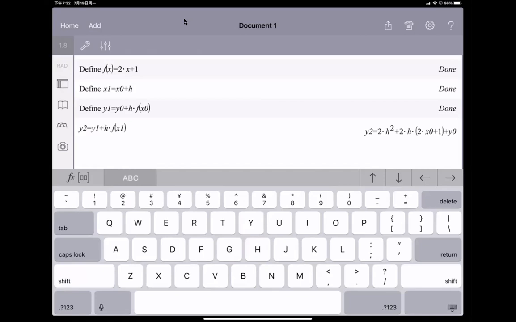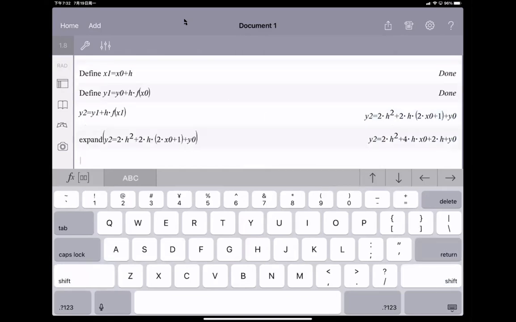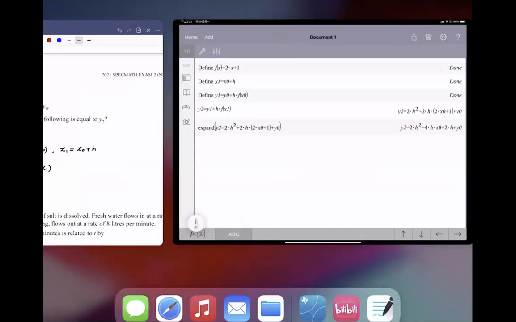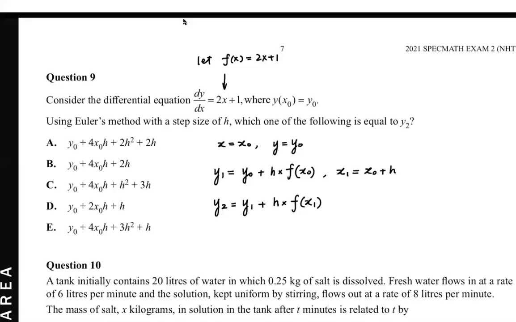Looks like this is our final output. So I'm going to expand the output for y2. So it will be 2h squared plus 4h x0 plus 2h plus y0. Let's compare the options. Option A will be your correct option, okay? So this is also easily done by CAS calculator as long as you understand how Euler's method works.